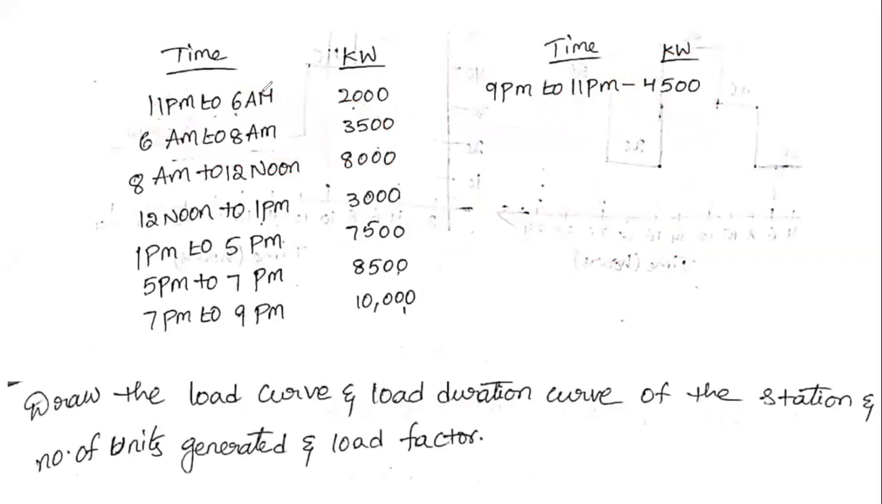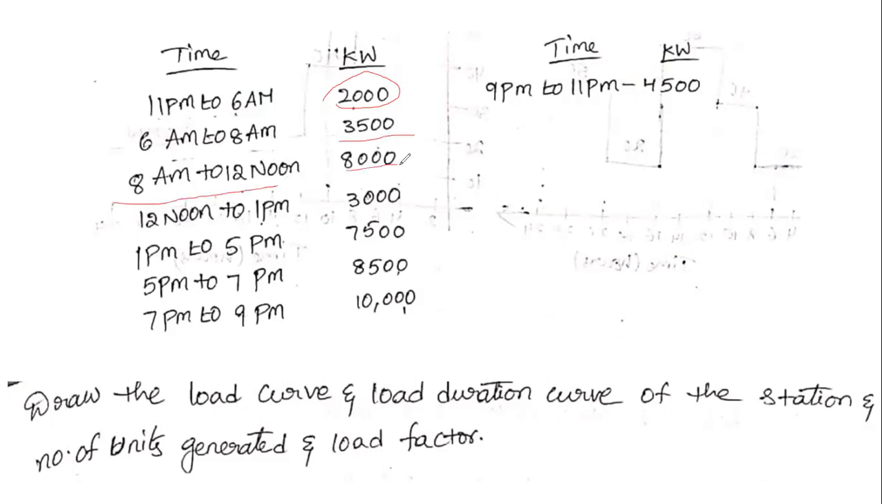Okay, this is the daily load on the given power system or station. With respect to time and kilowatts, we obtain the daily load. From 11 p.m. to 6 a.m., the load is 2000 kilowatts. And 6 a.m. to 8 a.m. is 3500 kilowatts.